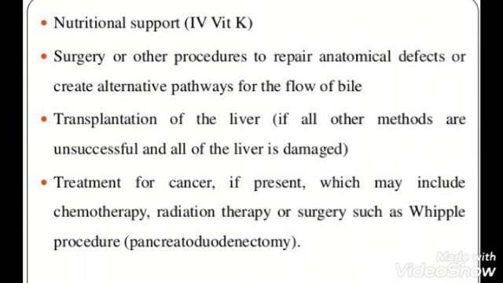Injection of mannitol is given to prevent the hepatorenal syndrome. Also, injection of dopamine is given to improve the urinary output. Injection of vitamin K is given to correct the prothrombin time. Adequate blood transfusion is done to correct anemia. Surgery or other procedures are done to repair anatomical defects or create an alternative pathway for the flow of bile. If cancer is present, then the treatment includes radiation therapy or chemotherapy. Transplantation of the liver is done if all other methods are unsuccessful.